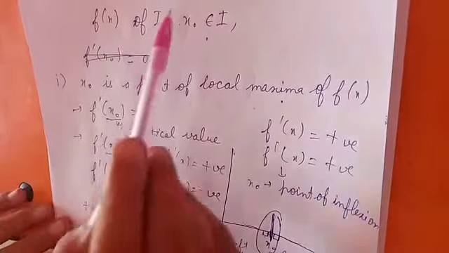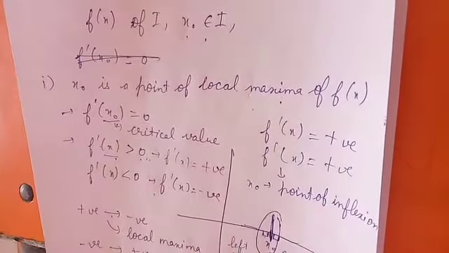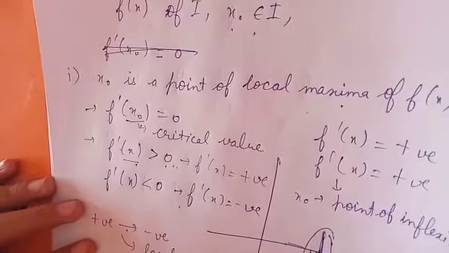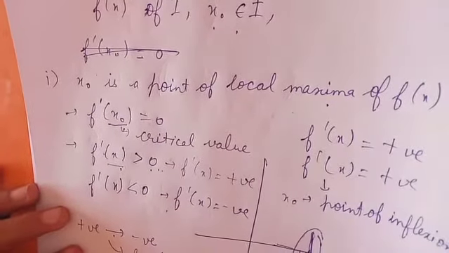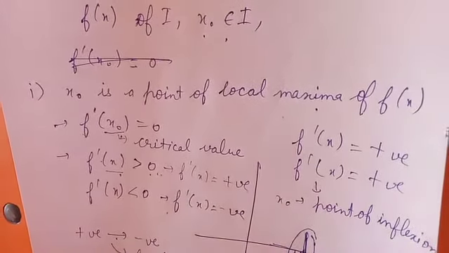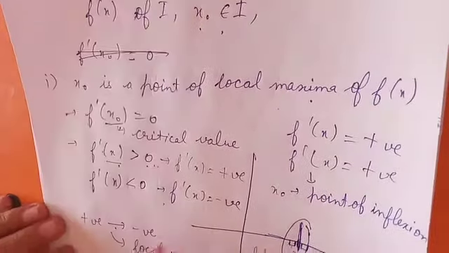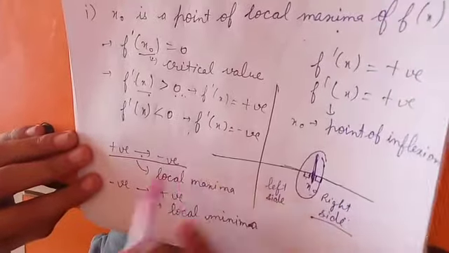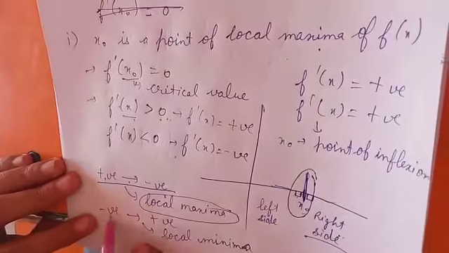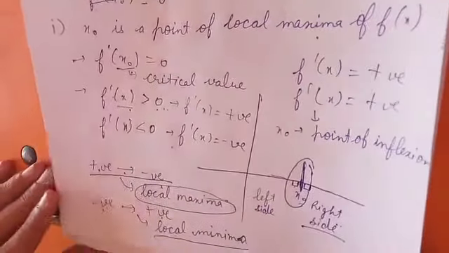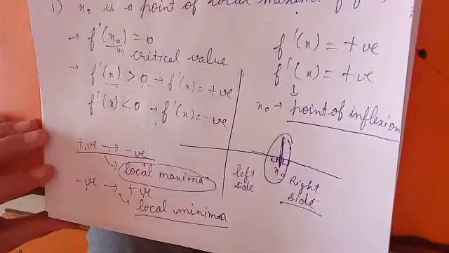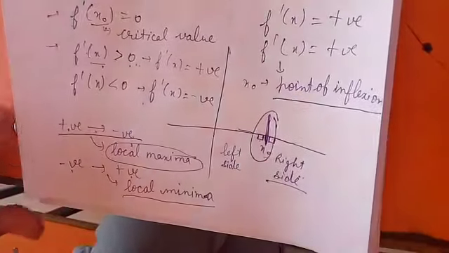What is in the first derivative test? We take a critical value that belongs to our interval, where f dash x naught, its differentiation, is 0. Then we take some values on the left hand side and right hand side of it, very near to x naught. If the sign of the first derivative changes from positive to negative, that is a local maxima, and from negative to positive, that is a local minimum. If there is no sign change, then that point is called a point of inflection. Understood?